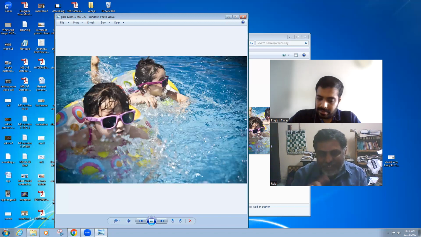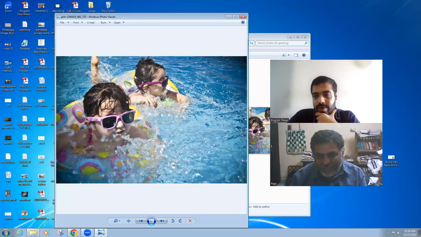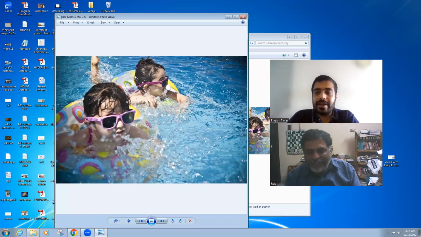Here, see that younger girl, she is splashing with her leg. Splash, she is splashing, right word. She's trying to swim. She's learning to swim. Rather than saying learning swimming, we can say learning to swim. In this picture, we can say two kids, two children learning to swim.